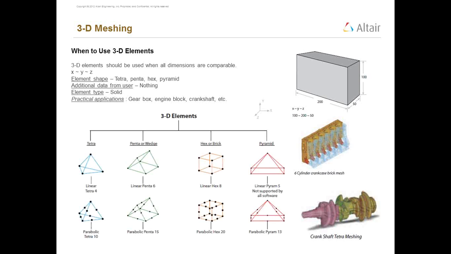Then the different types of 3D elements, or you can say the family of 3D elements, include the tetra element. They are classified again like linear tetra having 4 nodes at the corner, or a parabolic tetra having 10 nodes, with additional nodes at the mid side of the elemental edges. Then penta elements, linear penta having 6 nodes, parabolic penta having 15 nodes, and hex or brick element having 8 nodes at the corner, or 20 nodes in the parabolic hex element.